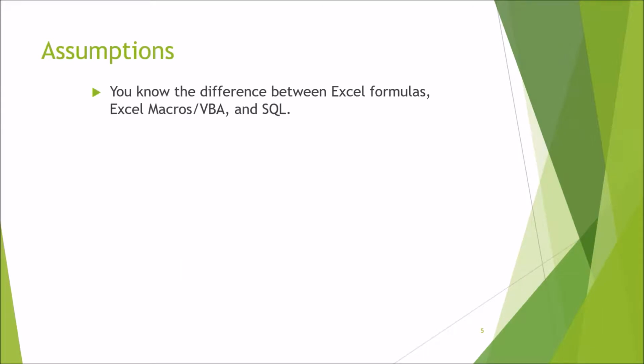So the assumptions here are, you know the difference between Excel formulas, Excel macros, and VBA and SQL. I want to show you another way besides those ways that you can transform data, clean it up, and make it usable. One of the catches here is in Excel there's a thing called a named range. I'm going to talk about that. It's basically a name for a cell or a group of cells that's usable instead of the address for it.